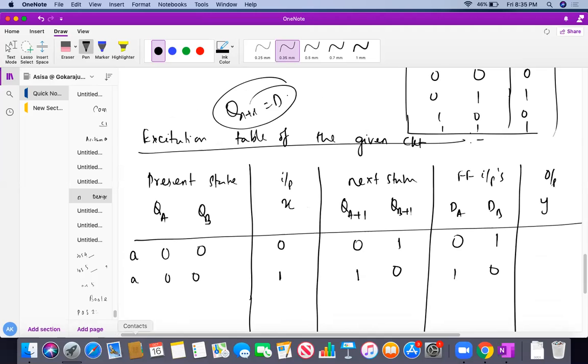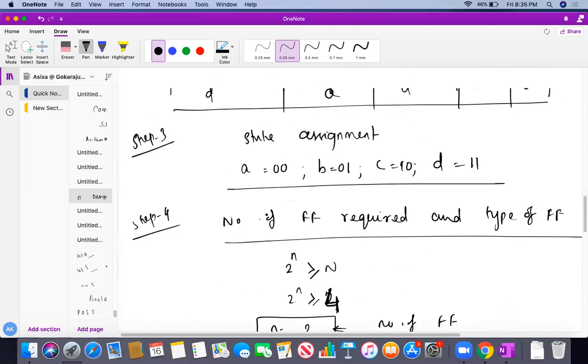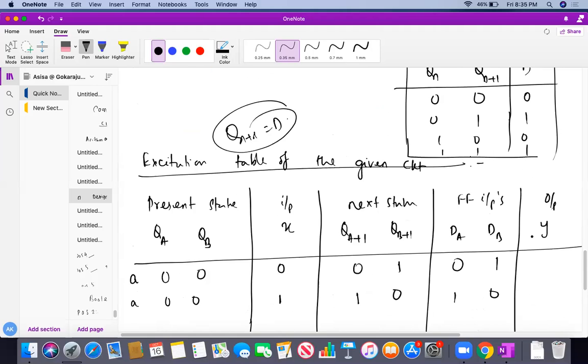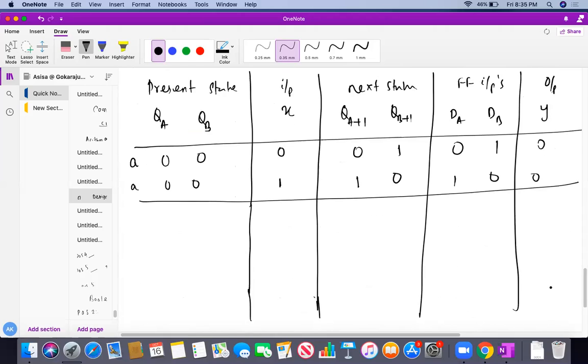Any doubt on this? No. So what is my output for state A? For input 0, output is 0. For input 1, output is 0. So my outputs are 0, 0. Do you all understand how I have found out the excitation table for state A?